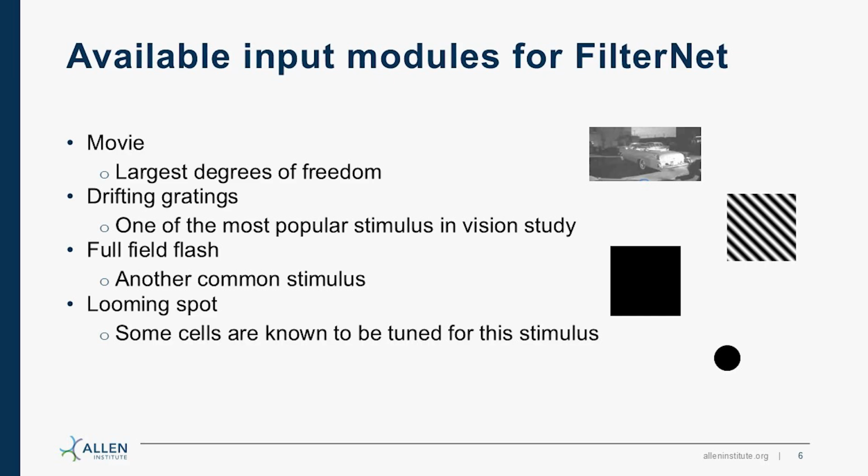The one we use the most is a drifting grating. These are one of the most popular stimulus options in vision research. But there's also a full field flash or a looming spot, and it's known that some cells in V1 are responsive to these types of stimuli.